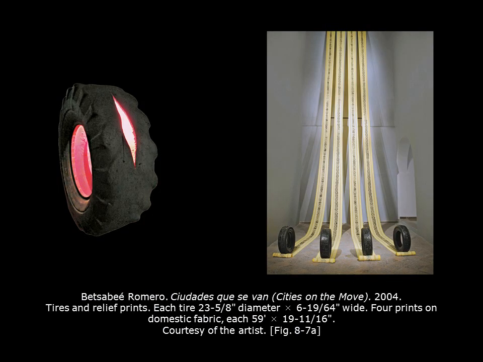In this slide we have an installation view and a close-up of a tire from Cities on the Move in 2004 by Betsabeé Romero. This is an unusual take on printmaking, in that the matrix, so to say, is not what is customary, being a block or a sheet of some sort. It's actually the tire. She carves Mexican popular culture motifs in relief into the tire and uses that to print on these long sheets of fabric.